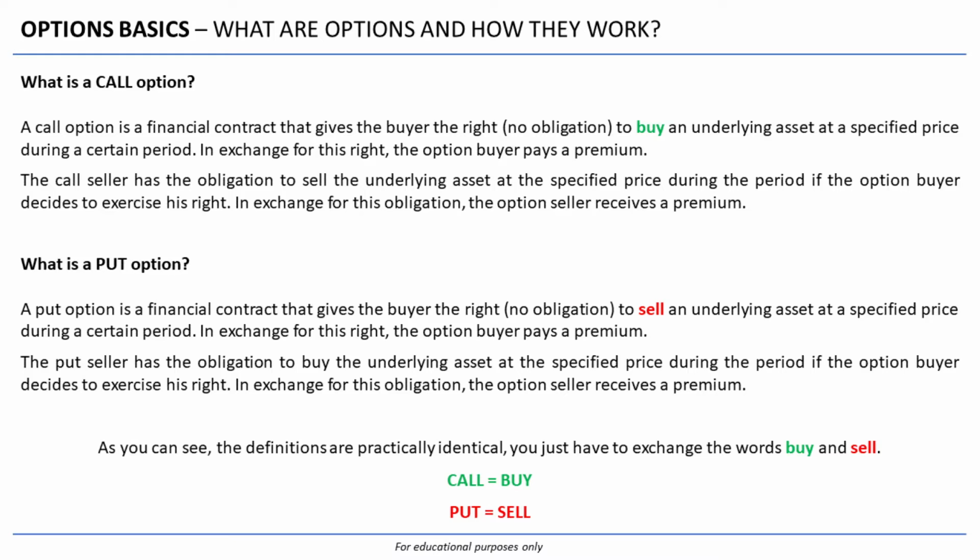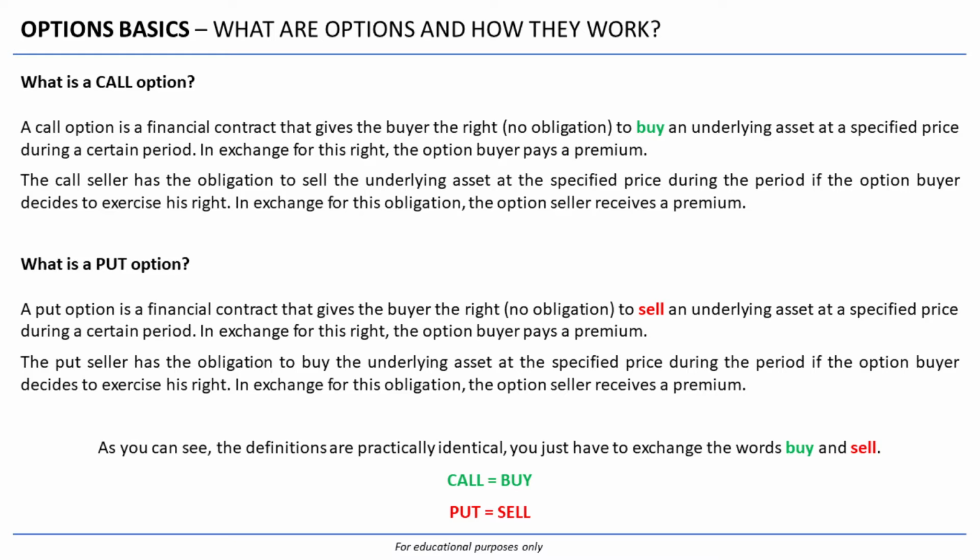What is a call option? A call option is a financial contract that gives the buyer the right, no obligation, to buy an underlying asset at a specified price during a certain period. In exchange for this right, the option buyer pays a premium. The call seller has the obligation to sell the underlying asset at the specified price during the period if the option buyer decides to exercise his right. In exchange for this obligation, the option seller receives a premium.